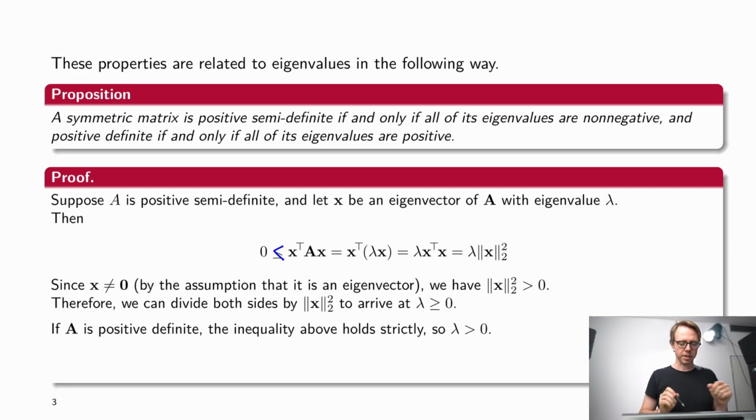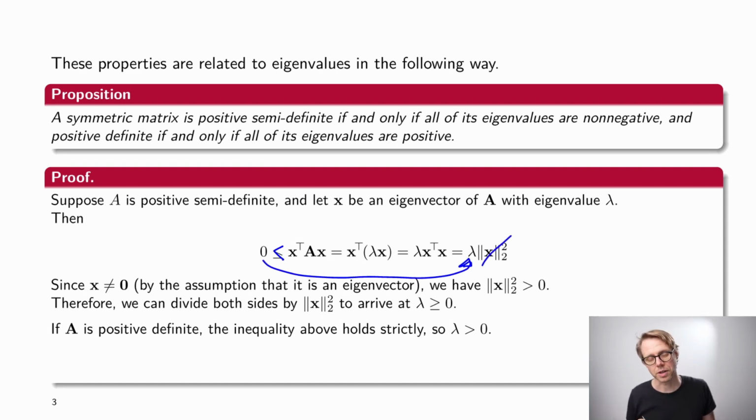Now for positive definite matrices A, the first step would be a strict inequality, and therefore also the last step, once we divide by the squared norm of x, would be a strict inequality, proving this direction. If A is positive definite, then all the lambdas are positive.